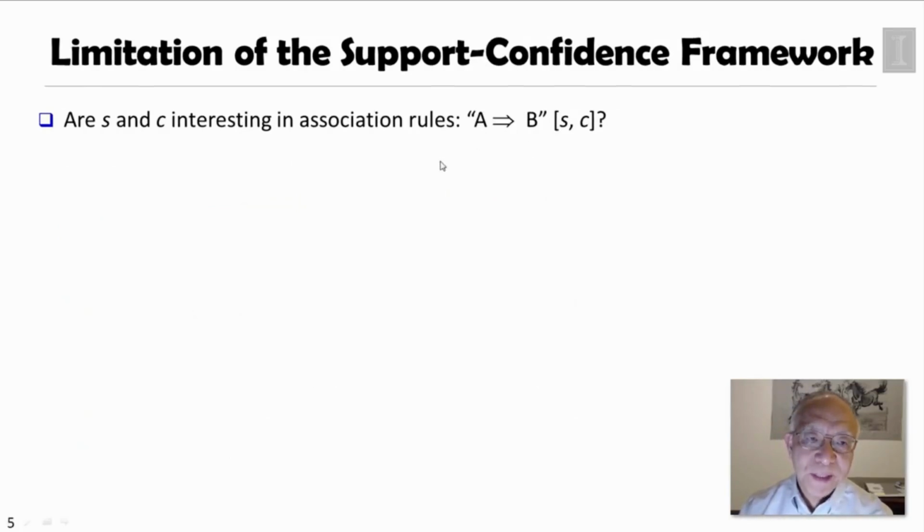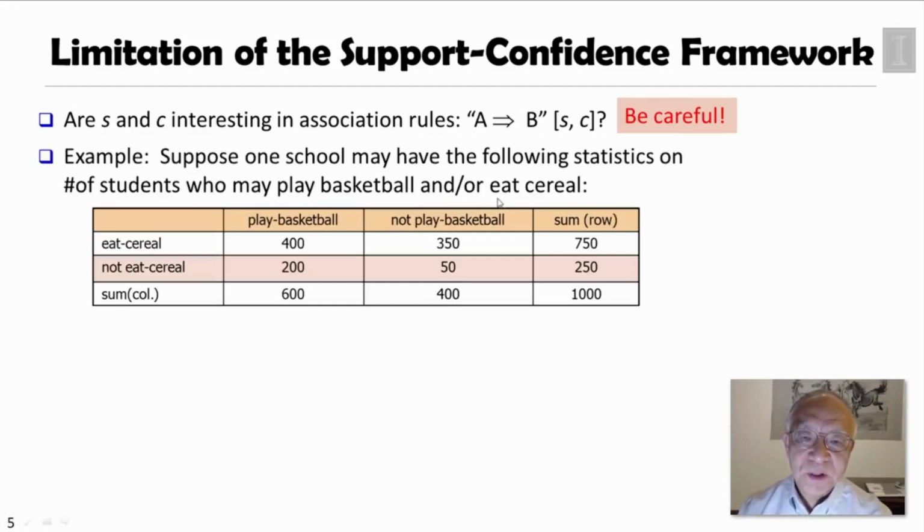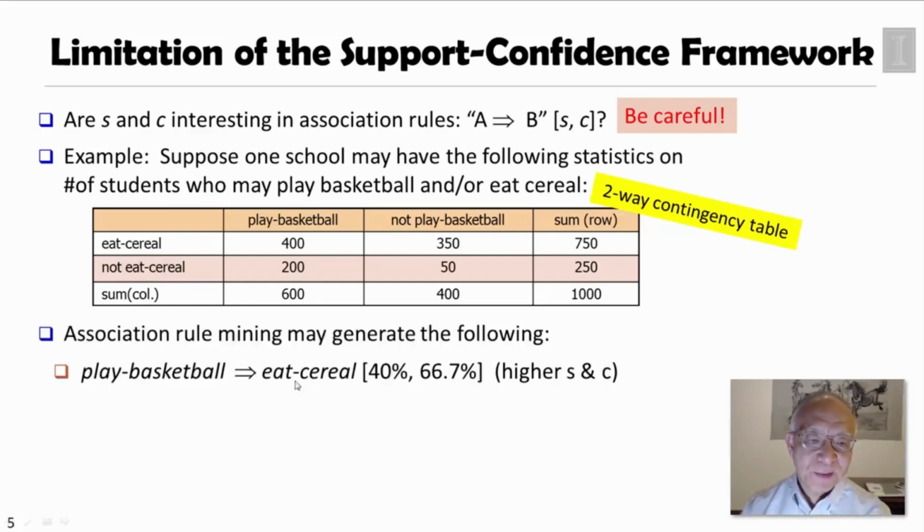So we know we have support and confidence as two interestingness measures in association rules. We should be careful about this because not all strong support and confidence rules are interesting. For example, take the following table as a two-way contingency table to see how to interpret what we found. In this table, 400 out of 1,000 students play basketball and eat cereal. But 200 students play basketball but do not eat cereal. From this, you may derive an association rule like this: playing basketball implies eating cereal.